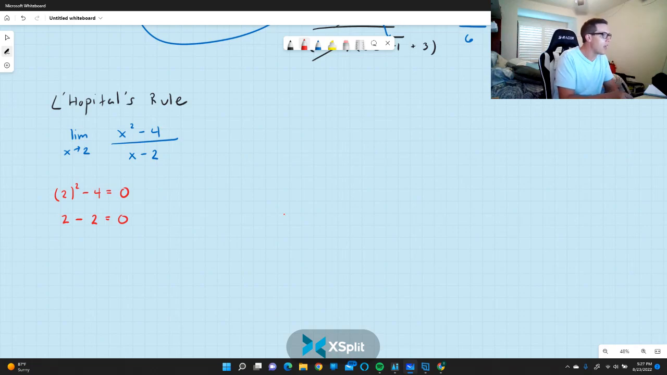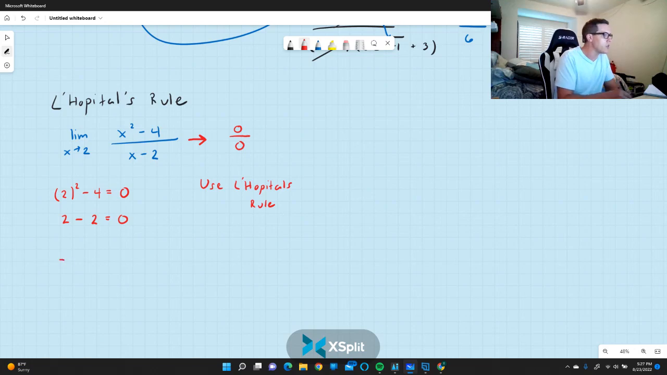You can then jump to this, not an equal sign, an arrow. If you use an equal sign, they'll mark you wrong because it does not equal 0 over 0. It approaches 0 over 0. Then I might mention that you are using L'Hopital's rule. You technically don't need to do this because if you do the math, they'll know what you're doing.